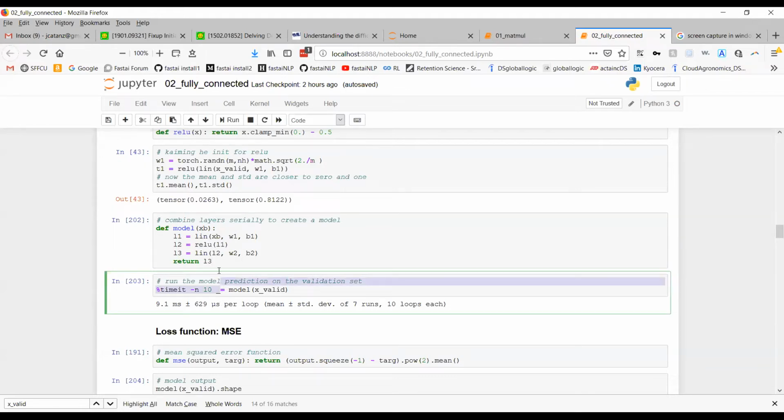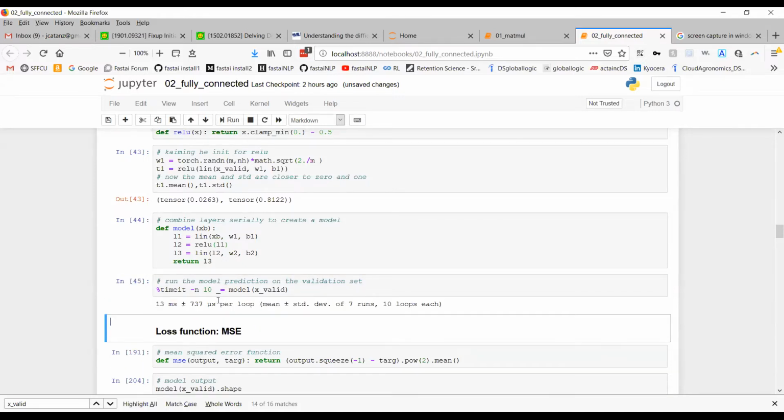All right, so now he says, okay, we've defined our model, let's see how long it takes to run. So he runs it for 7 runs of 10 loops each. That's what he has set up. And we see that it takes 13 milliseconds. Let me try that again. Doesn't seem right.